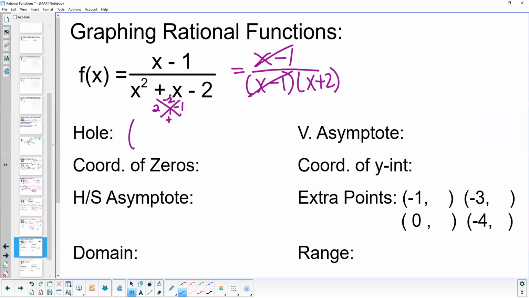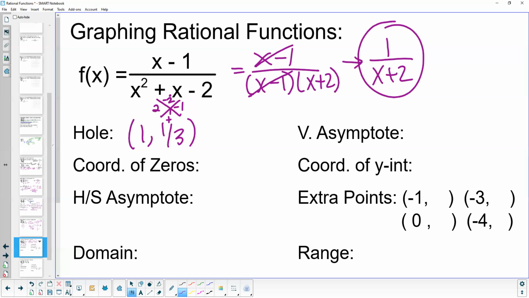So that means we have a hole at the value 1, comma, and this is really 1 over x plus 2. If I put a 1 in here, I'm going to end up getting a 1/3. So that's where our hole is, because I put a 1 in for x here. Our vertical asymptote, we're going to take the denominator of our new function and set it equal to 0. So x plus 2 equals 0, meaning that our vertical asymptote is at x equals -2.